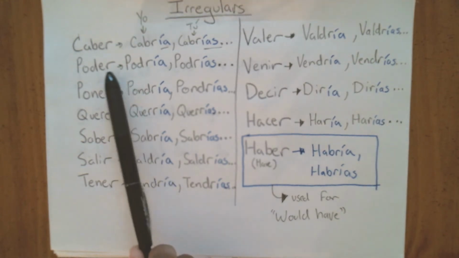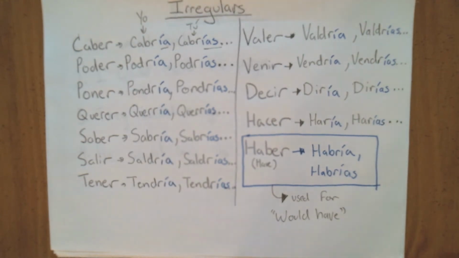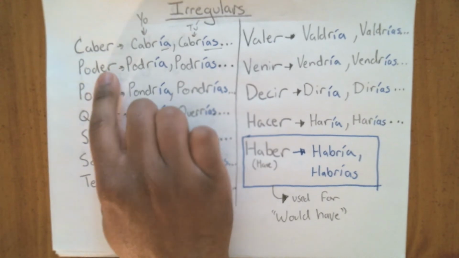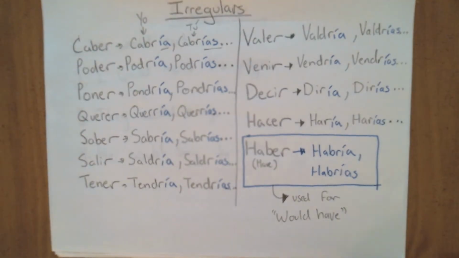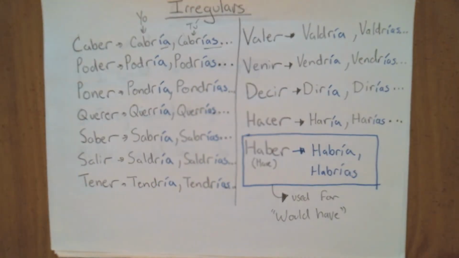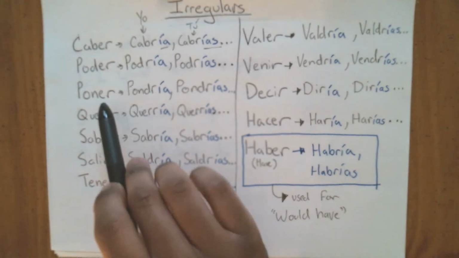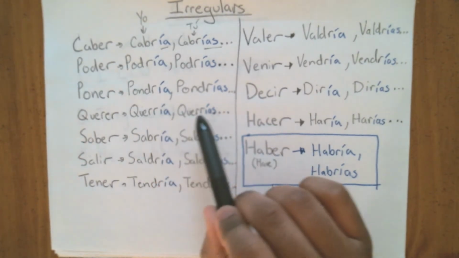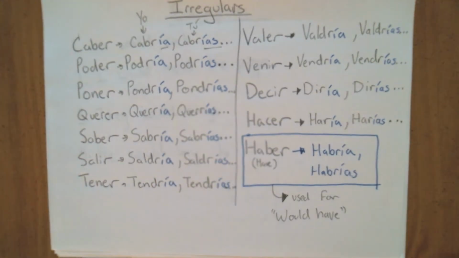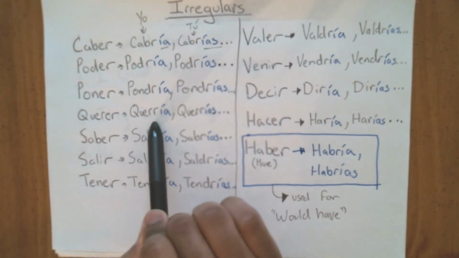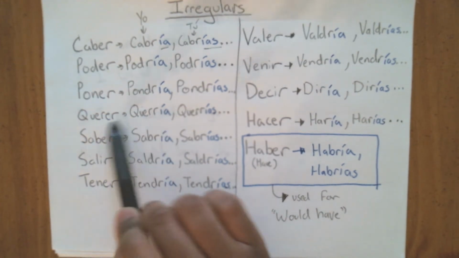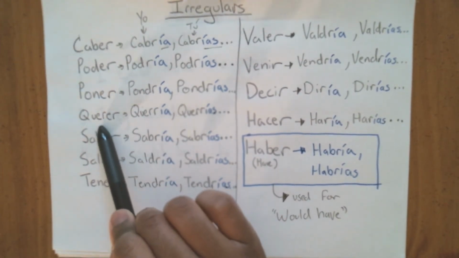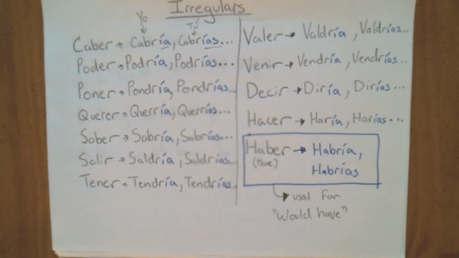To say I would be able to is podría. It's not podería, you drop the E. It's podría. You would be able to, podrías, and so on and so forth. Poner, meaning to put or to place. It's pondría and pondrías, and then pondría, pondríamos, pondríais, pondrían. You get the idea. Querer. Notice here you add an extra R. It's not quería, it's querría. Okay? So pay very close attention to the spelling for these irregulars.